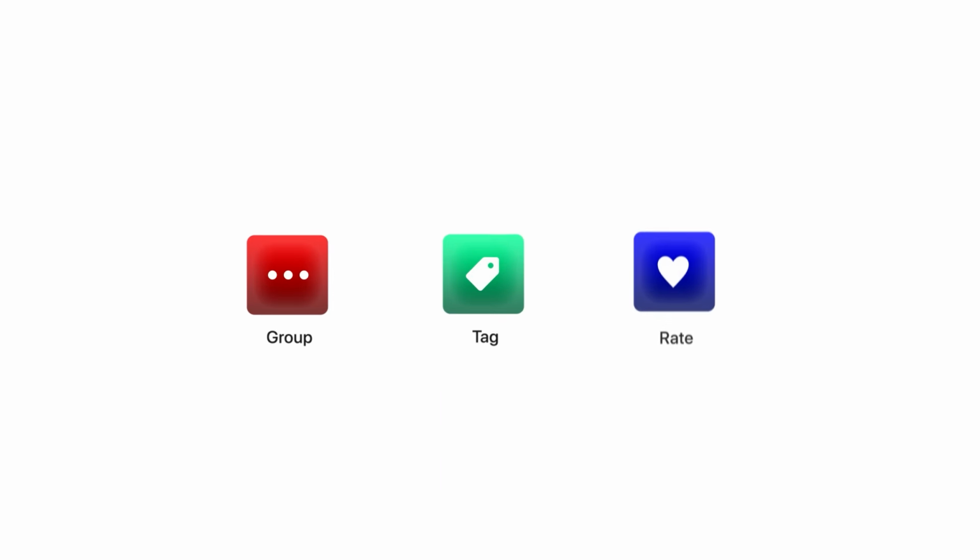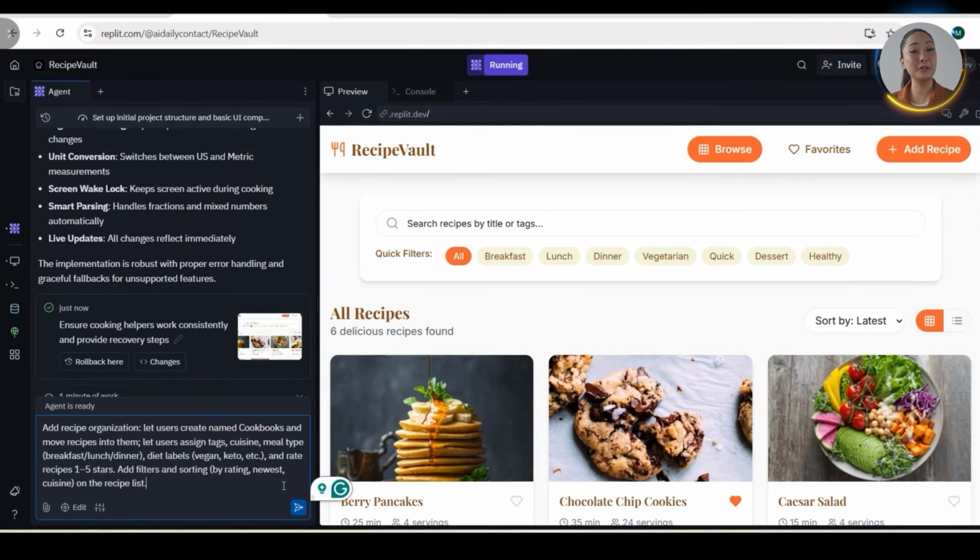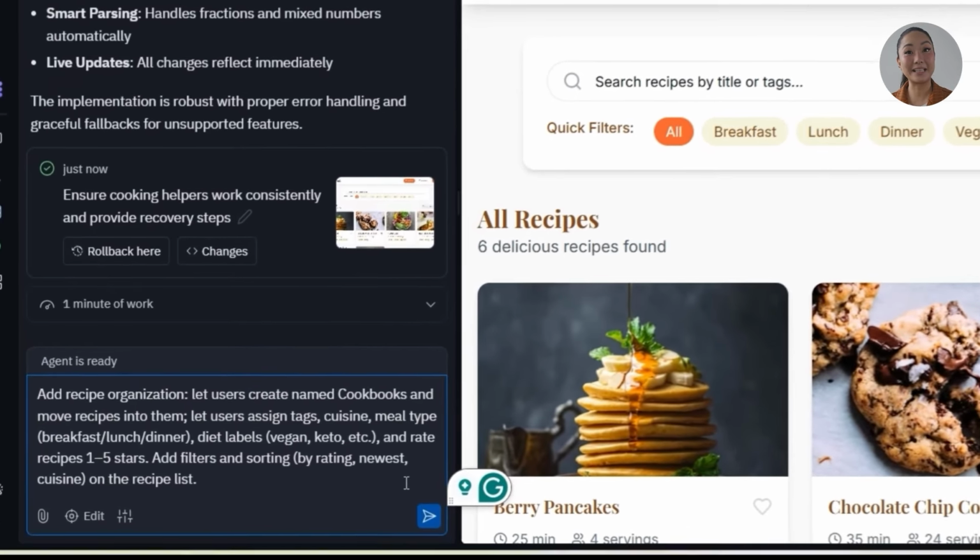Organizing recipes can be just as important as creating them. As the collection grows, having a structured way to group, tag, and rate dishes makes it easier to browse and discover something new. This update is about giving Recipe Vault the kind of organization you'd expect from a professional cooking app. Let's tell Replit to add recipe organization.